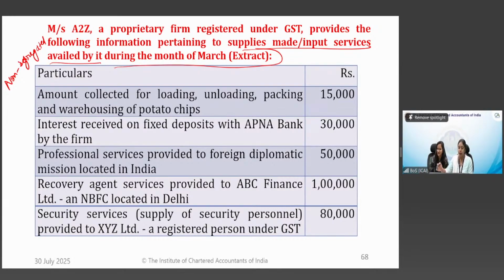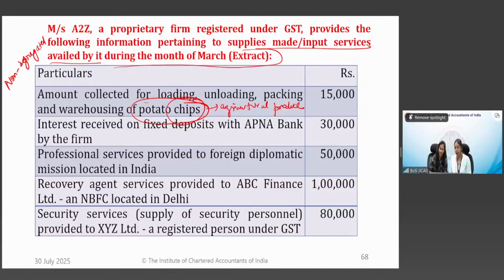So when it is given, amount collected for unloading, loading, packing, and warehousing of potato chips, here generally students assume it to be potato. If they see agricultural, they might take it as an agricultural produce. But here you know that this is not an agricultural produce. This is potato chips. This is processed.